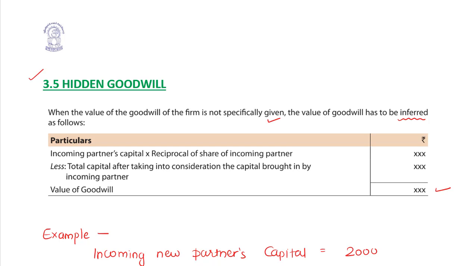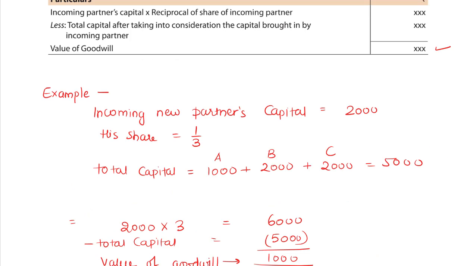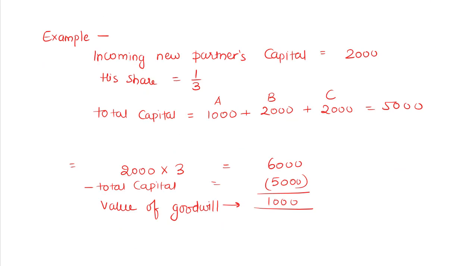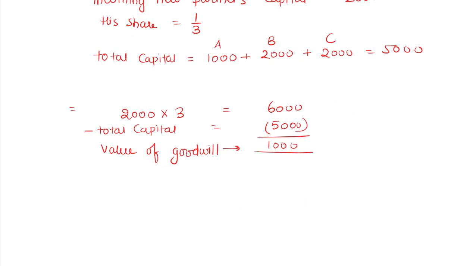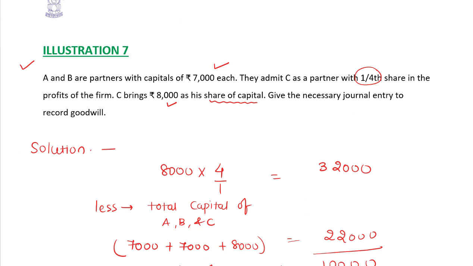At last we have learned about how to find hidden goodwill. So the incoming new partner's capital multiplied by the reciprocal of his share, compared with the total capital including the new partner's capital; the difference is the value of goodwill.